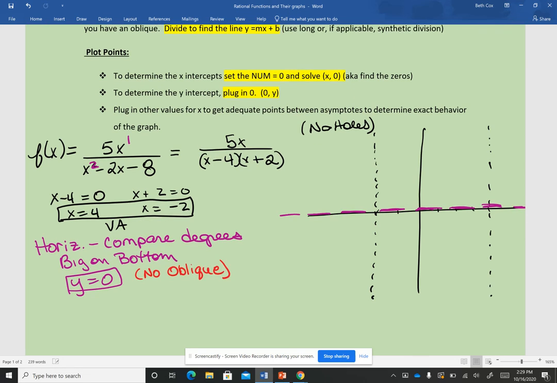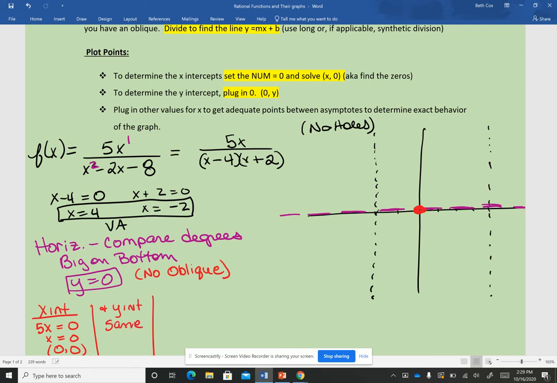Okay, so the x-intercepts, I'm going to set the numerator equal to 0 and solve. So my x-intercept is going to be the point 0, 0. So there's a point on my graph. Okay, so that already eliminates a couple of problems for me. I can look at my multiple choice. The y-intercept is going to be the same. So x-intercept and y-intercept are the same.